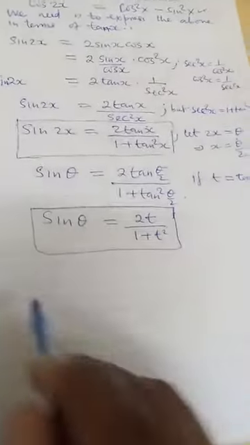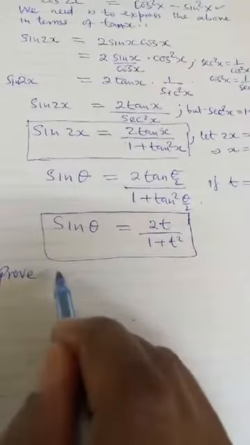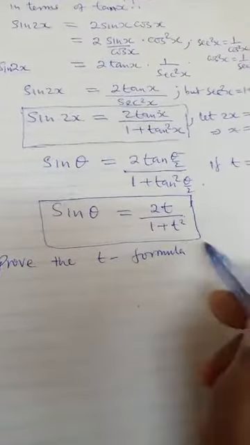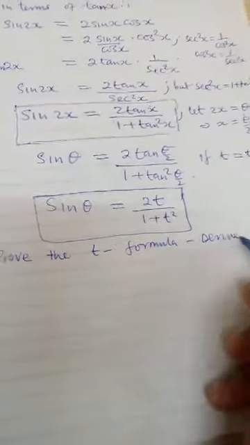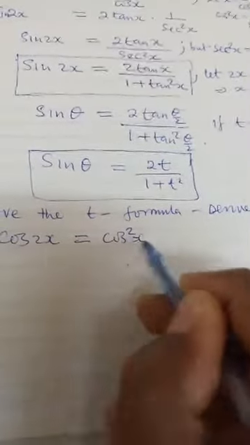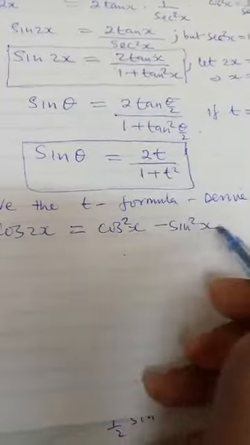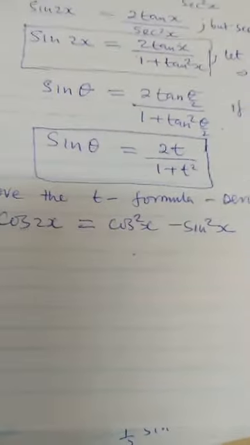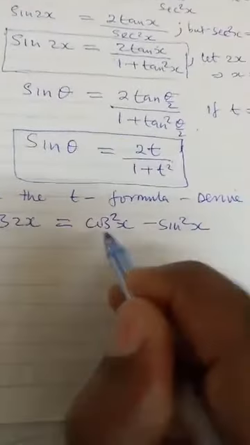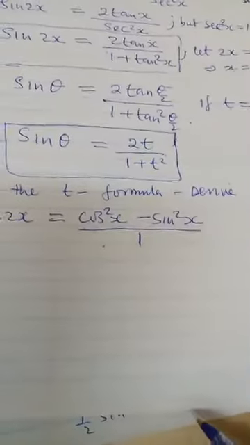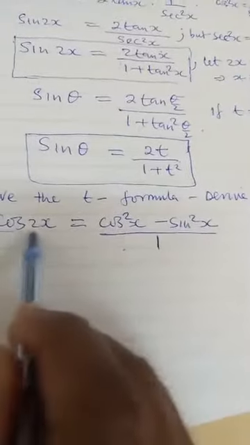We can prove the T formula for cos. We can derive it. Remember we started up there. We also have it up there, that cos of 2x is cos squared x minus sine squared x. For this one, the beauty here is that we assume that we divide by 1. Divide this by 1. I am not going to divide by 1 here, it will stay the same, but ideally that is it.